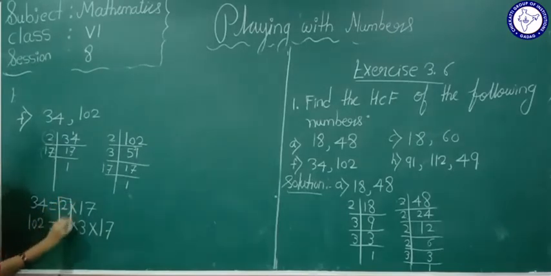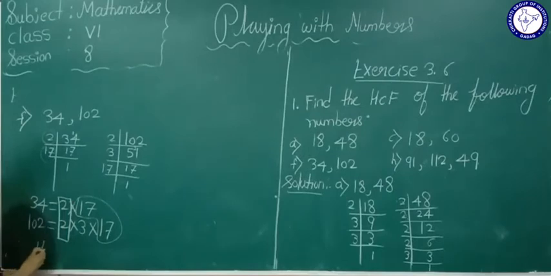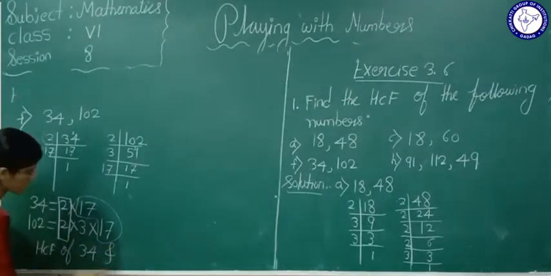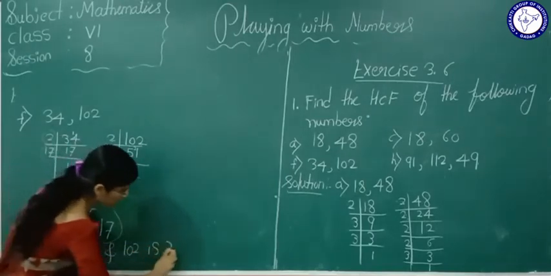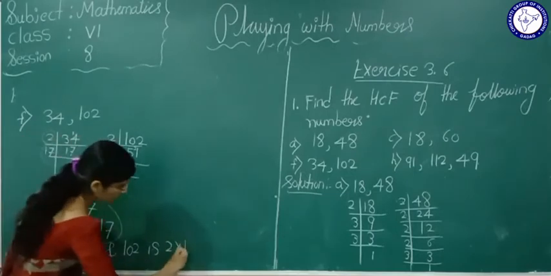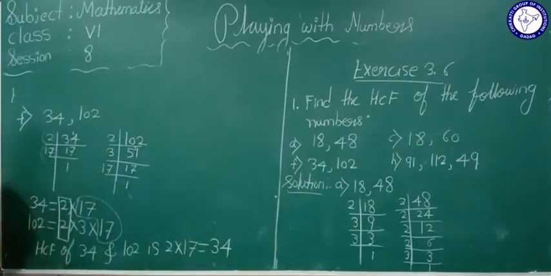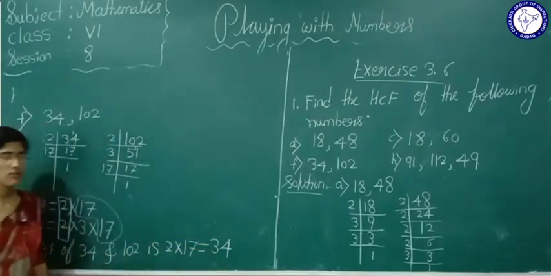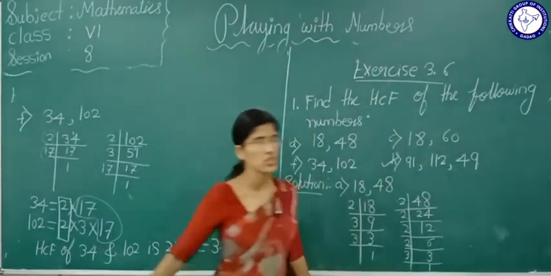Now see here, 2 is common and 17 is common, right? HCF of 34 and 102 is, see, 1 2 we have to take here and 1 17 we have to take here. That is 17 2s are 34. The highest common factor of 34 and 102 is 34. So this is about the F1. Now we are going to solve H1.